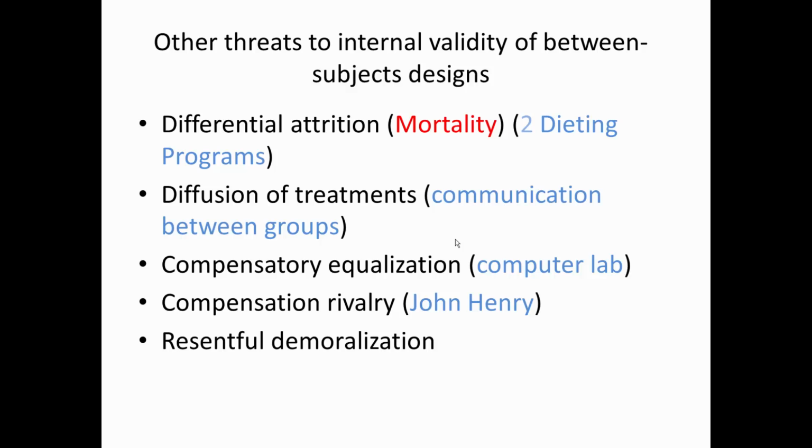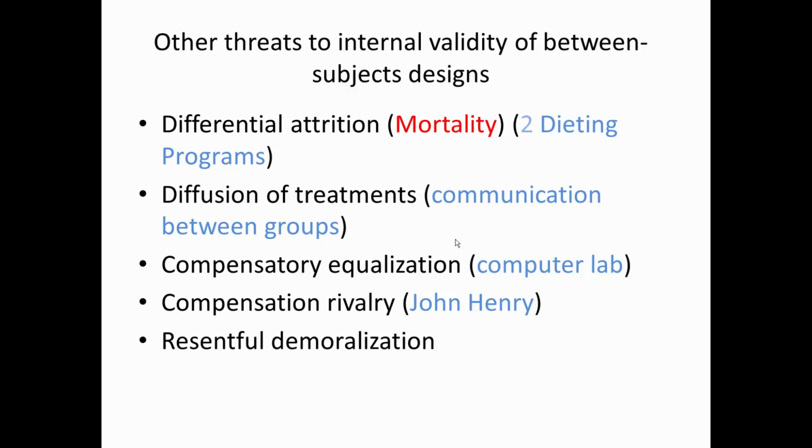And finally, we have compensatory rivalry, which happens when your control group performs over their regular performance. They do their best, they work hard, they practice a lot, because they know they are being compared with an experimental group. And of course, this is going to change the results and your conclusion.